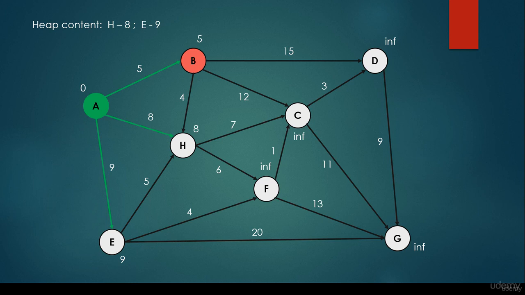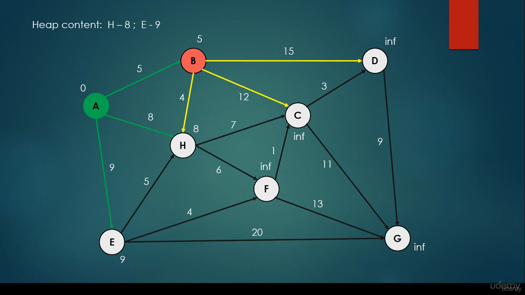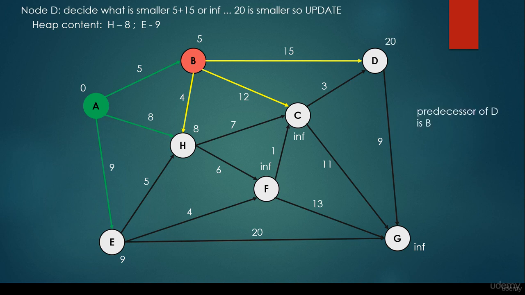We are standing at B and we visit all of its neighbors, the D, the C and the H. We pose the question that for the node D, for example, what's smaller, 5 plus 15 or infinity? Why 5 plus 15? Because we know that it takes 5 units to get to B and another 15 units to get from B to D. So that's why the overall cost going from A to D will be 20. 20 is smaller than infinity, so we update it and we update the predecessor. So the predecessor of D will be B.